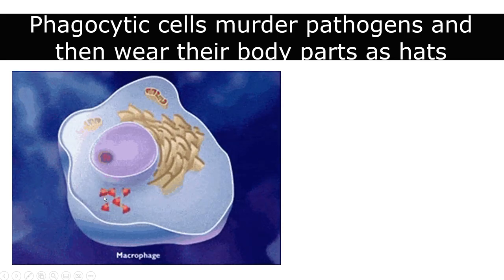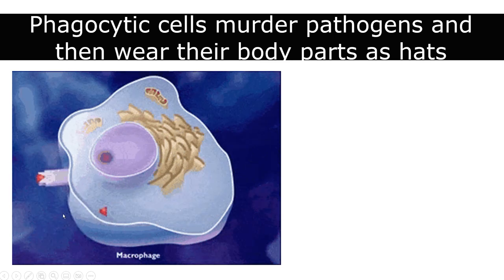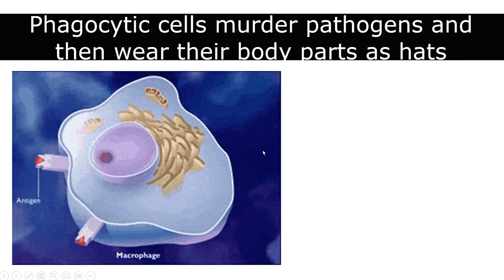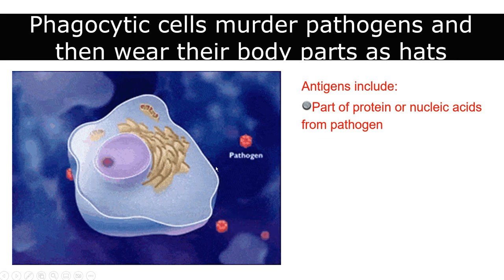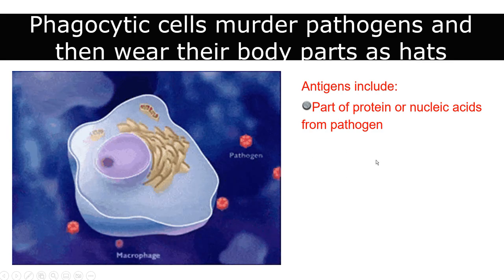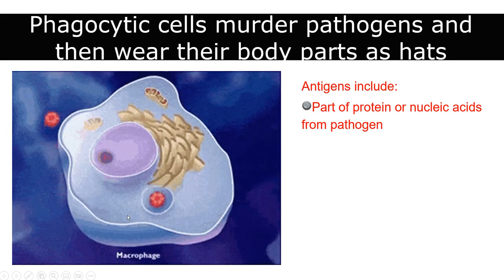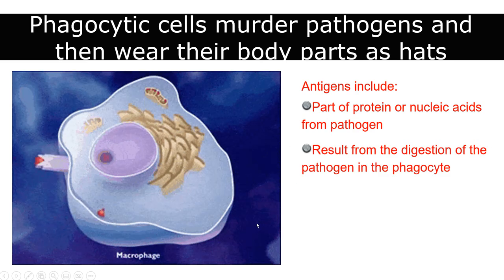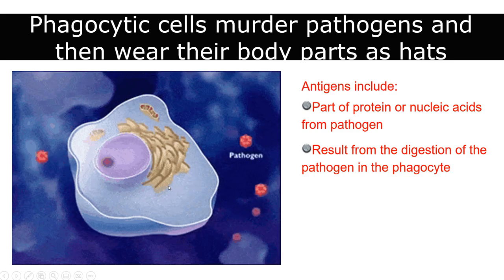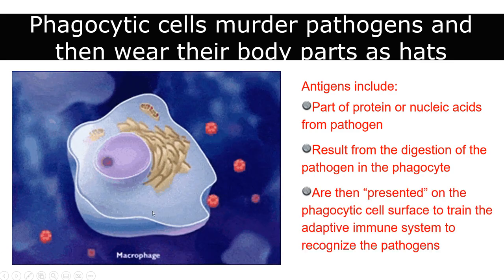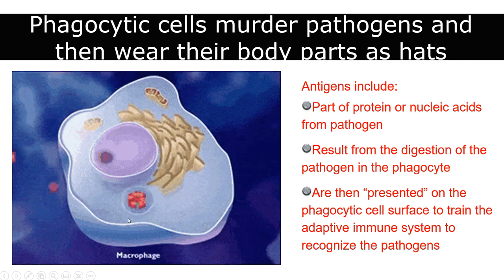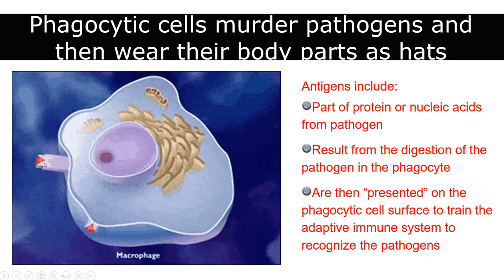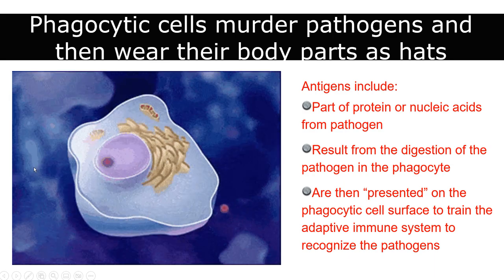When a pathogen is chewed up into a specific part that is presented, we call that an antigen, right? An antigen is any part of a pathogen, could be protein, could be nucleic acids, that is then presented on the outside of that macrophage, on the outside of that phagocyte. The reason it's doing that is it's telling the next part of the immune system, hey, this is what our enemy looks like. Here's a part of it.